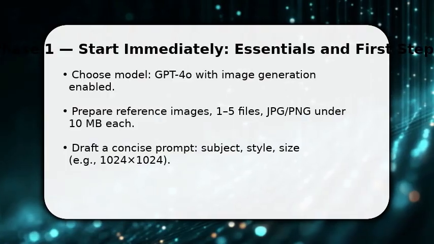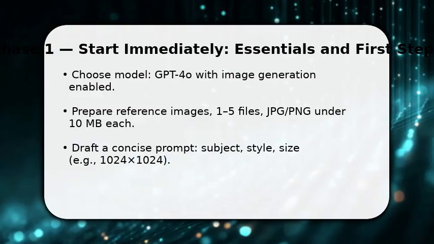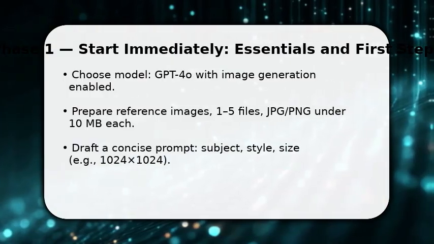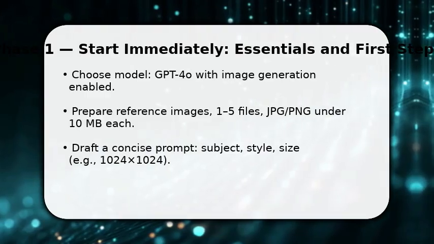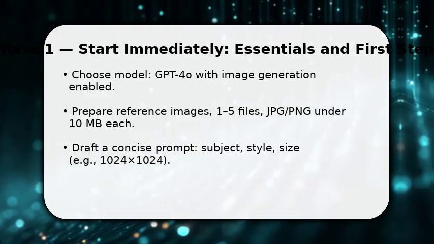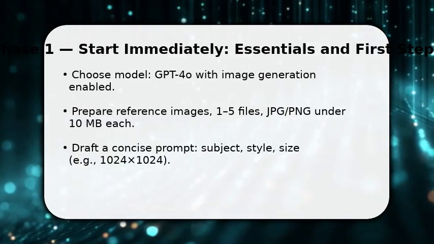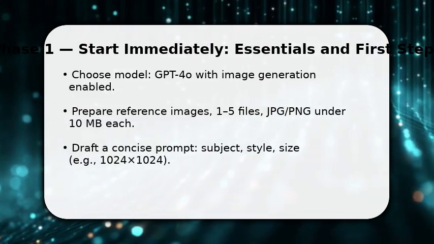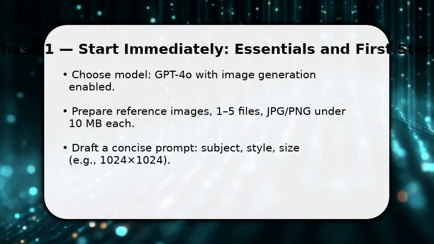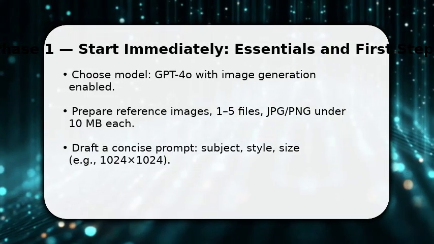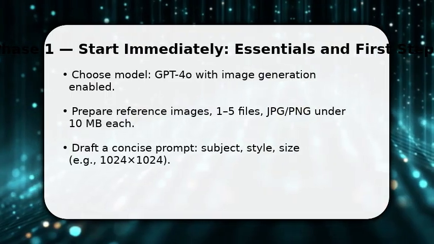You start by confirming access to GPT-4o with image generation, because without the right model you cannot proceed. Once confirmed, gather 1 to 5 reference images and label them clearly. This speeds composition. Next, type a focused prompt that states subject, desired style, aspect ratio, and size, 1024 x 1024 for square, 16:9 for widescreen, and include any hard constraints.